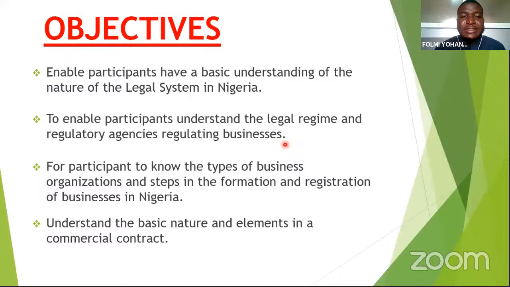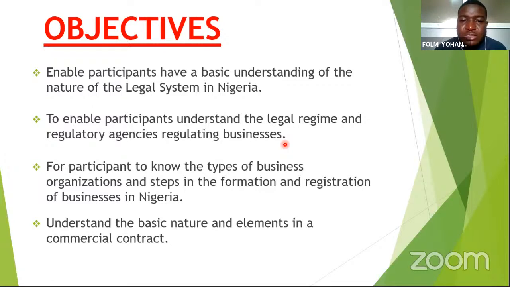We want participants to have a basic understanding of the nature of the legal system in Nigeria, to understand the legal regime and regulatory agencies regulating businesses in Nigeria, to know the types of business organizations and steps in the formation and registration of business in Nigeria, and to understand the basic nature and elements in a commercial contract. So these are the objectives of today's module. By the time we are done with today's class, I expect participants to be able to know these things.